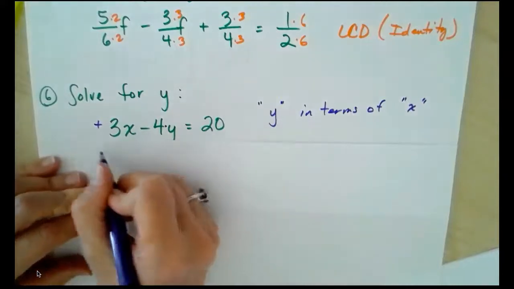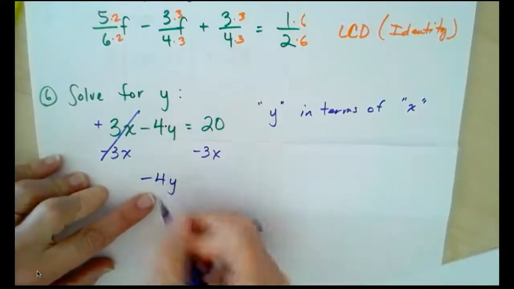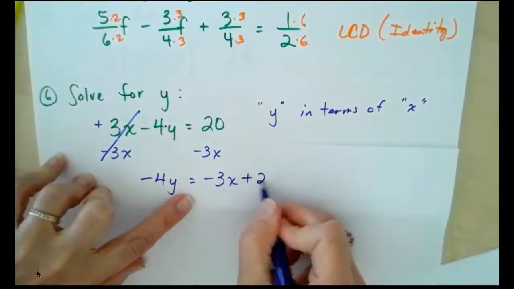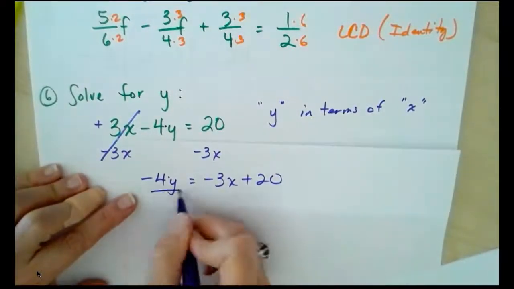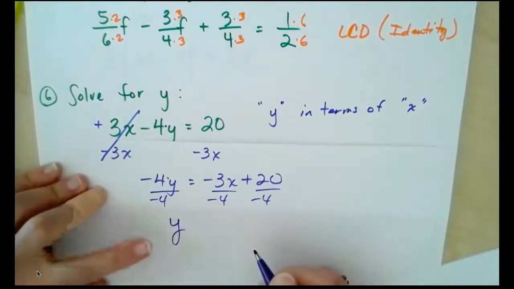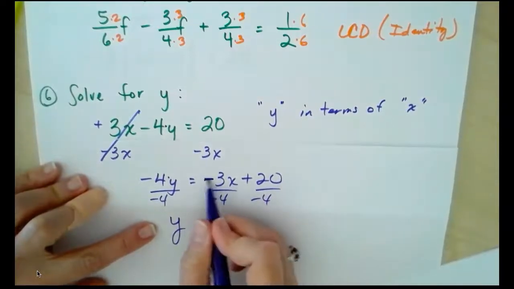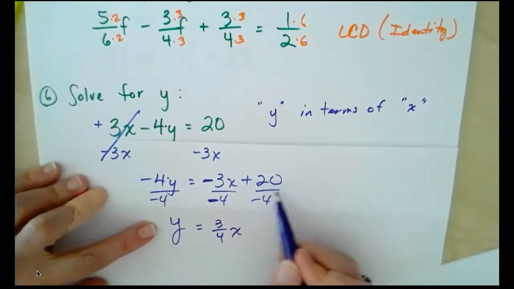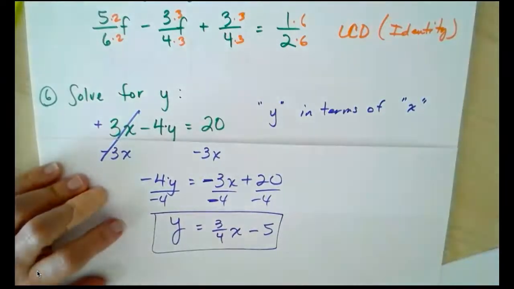So the first thing we're going to do is subtract 3x from both sides, which gives us -4y equals -3x plus 20. Next, undo the times -4 by dividing by -4, and that gives us y all by itself. The variable has been isolated. y equals -3 over -4, negative or positive 3/4 x. 20 divided by -4 is -5. That is y in terms of x.